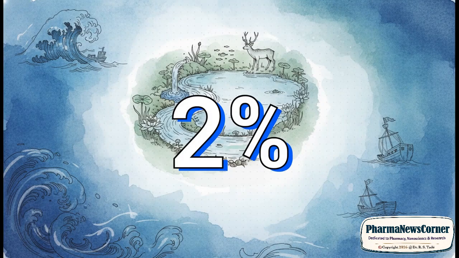2%. What do you think that number is? Well, it's the shockingly small fraction of all the water on Earth that's actually fresh water, the water that we and pretty much all land-based ecosystems need to survive. Wow, kind of puts the value of that resource into perspective, doesn't it?